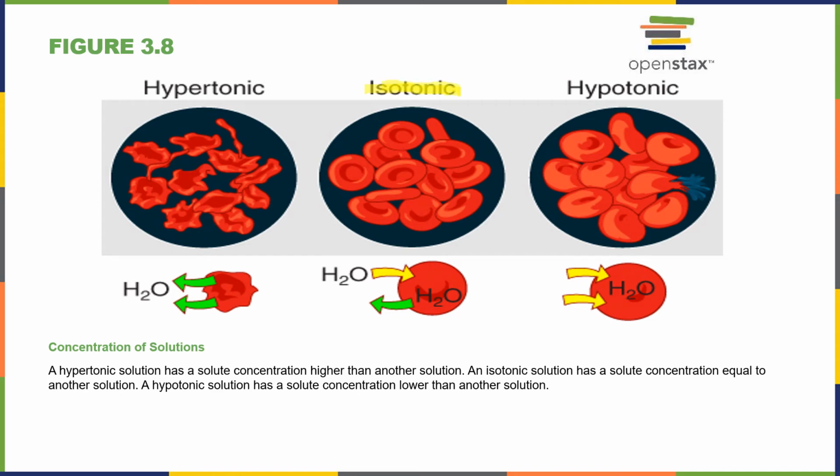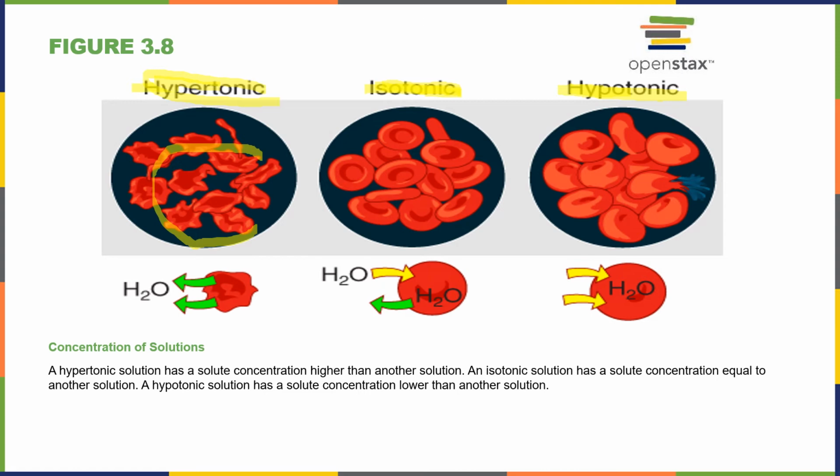This is what we want. We don't want to give somebody an injection of distilled water, which would be hypotonic, right? That would blow up their cells. Distilled water would get pulled into the red blood cells and rupture them. We don't want to give them too much salt. It's going to pull the water out of the red blood cells and dry them up. We want isotonic. Iso means same. Hypo means lower. Hyper means more.